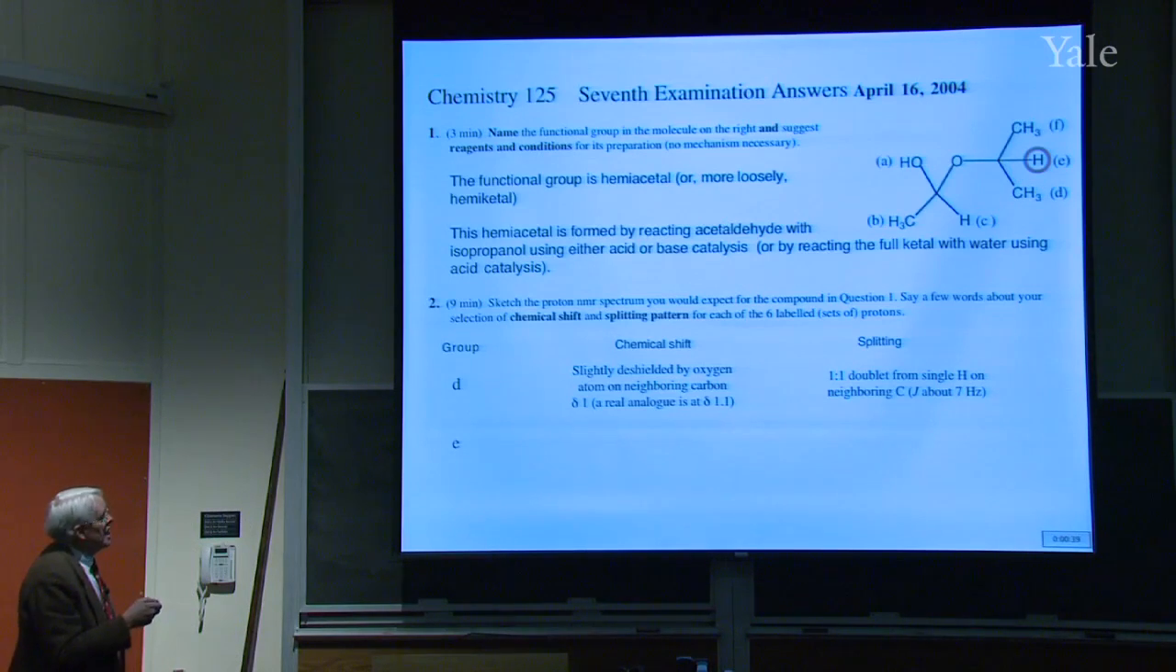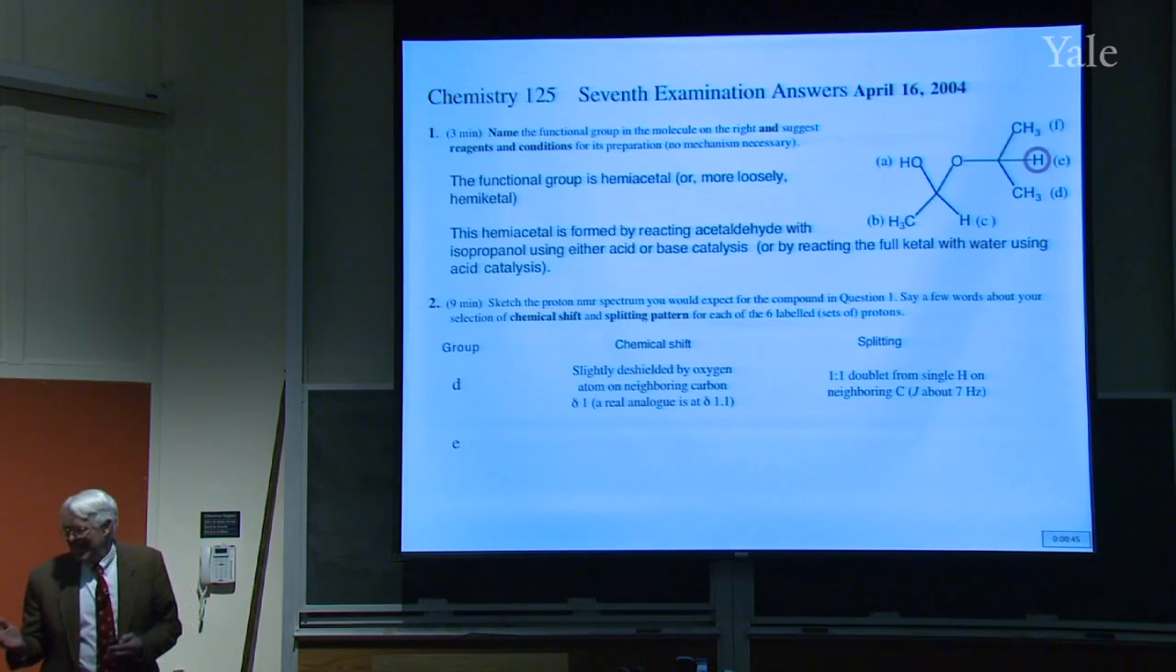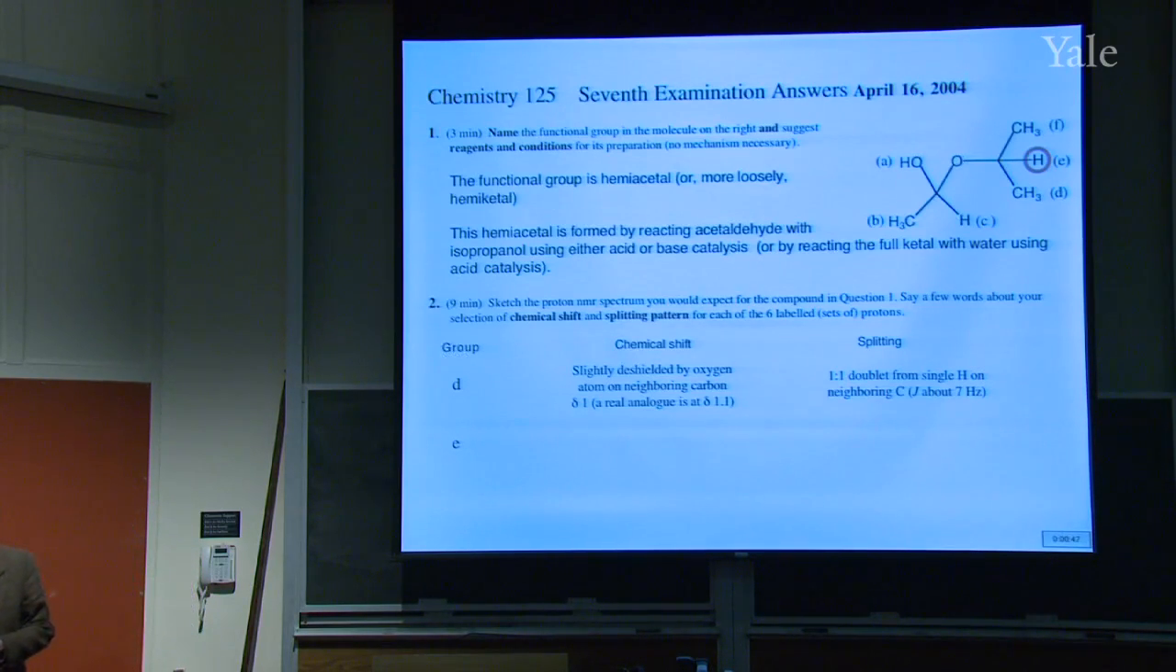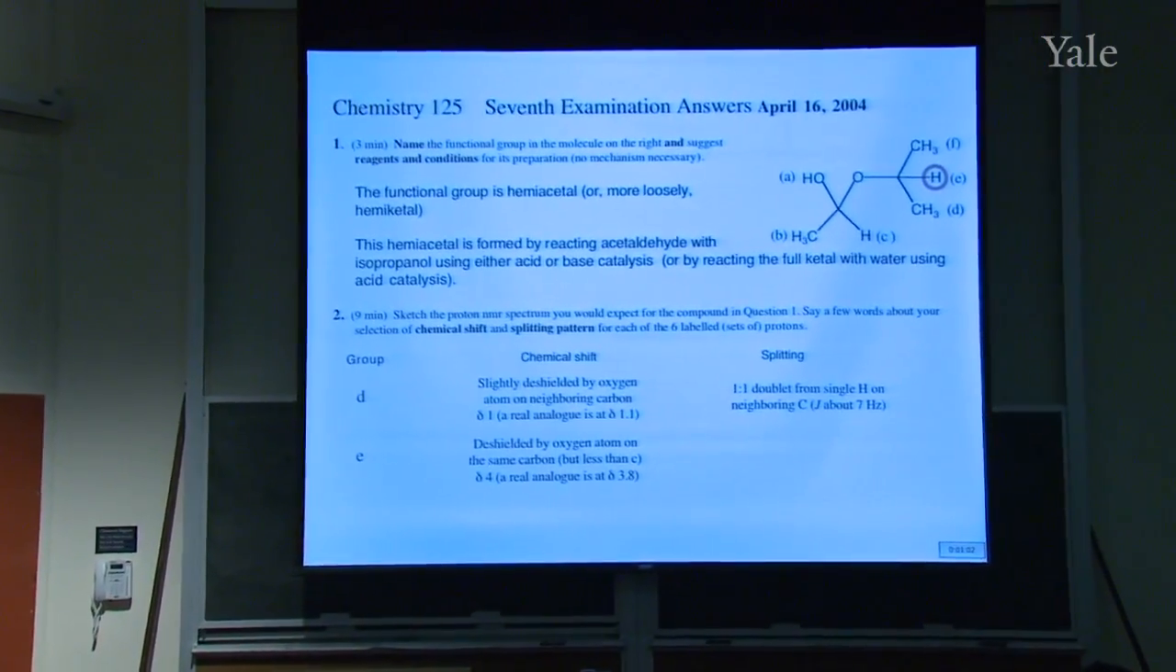Okay, now let's go to E. What's it going to look like? How about its chemical shift? Debbie? It'll be like 4. Yeah, because it's got an oxygen on the same carbon, right? So it's 3.8, not bad. Okay, and how about its multiplicity? How many hydrogens splitting it? 3 bonds away.